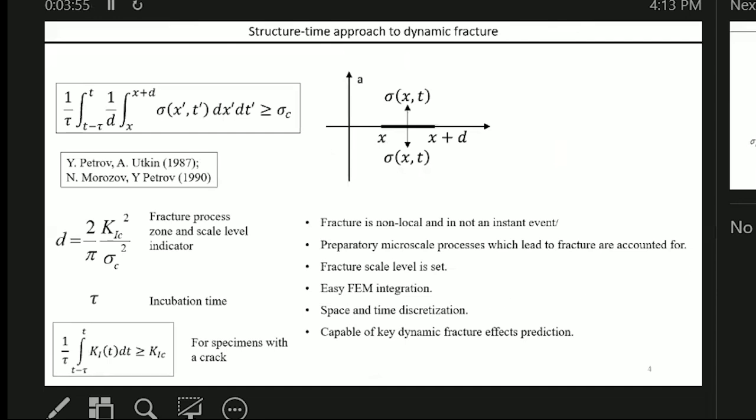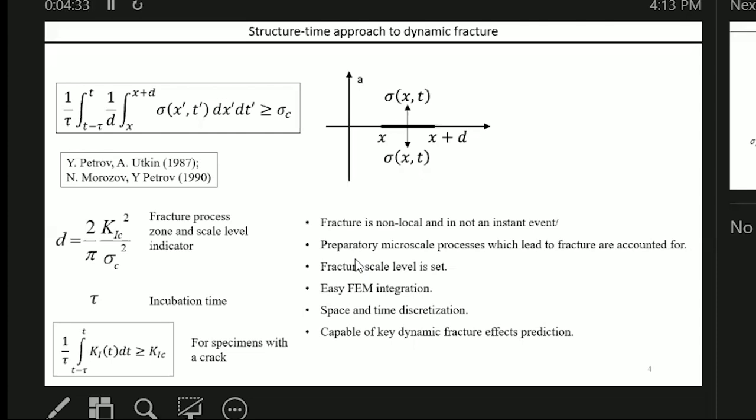In our work, we apply another approach called the incubation time approach. It's non-local in space and time. And in order to decide if there is fracture or not, one should just calculate this integral and compare it to some static value. It includes two parameters, tau, the incubation time, and d, which can be treated as a fracture process zone size, or in fact, it is a scale level identifier.